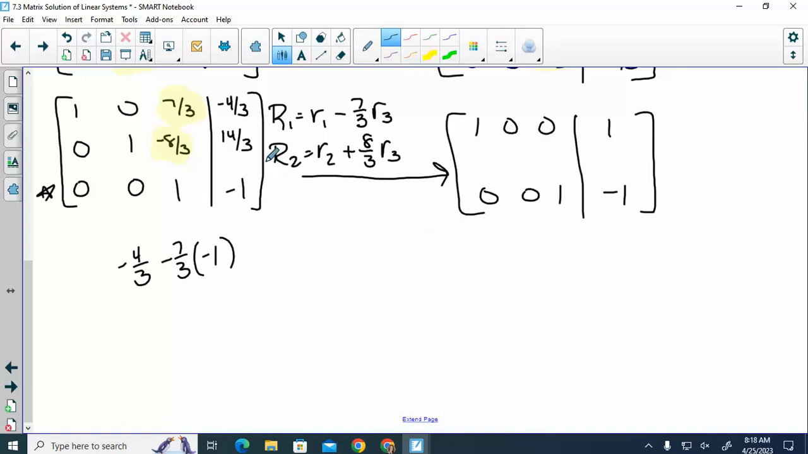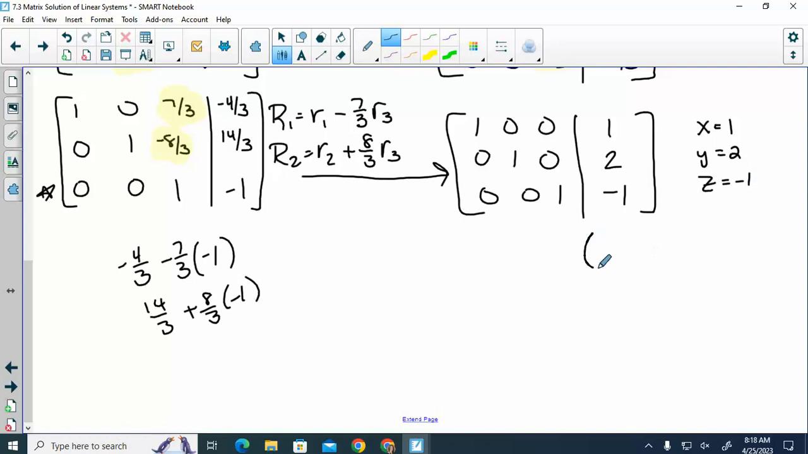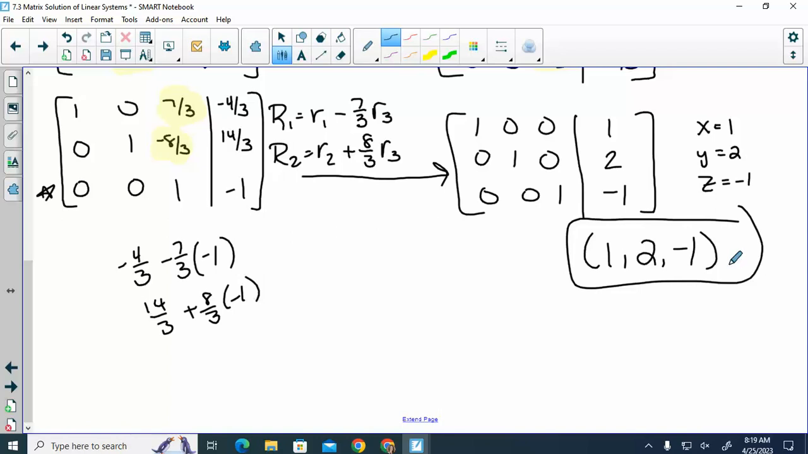Second row. 0 plus 0 is 0. 1 plus 0 is 1. Negative 8/3 plus 8/3 is 0. 14/3 plus 8/3 times negative 1 is 2. So this says x equals 1, y equals 2, z equals negative 1. So we get 1, 2, negative 1 for our answer.